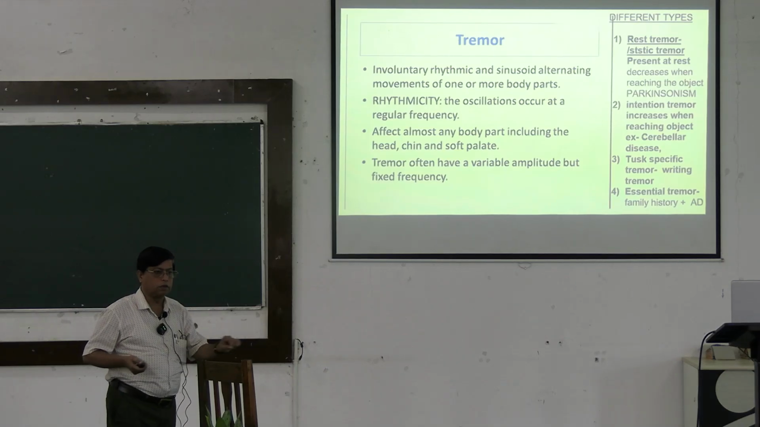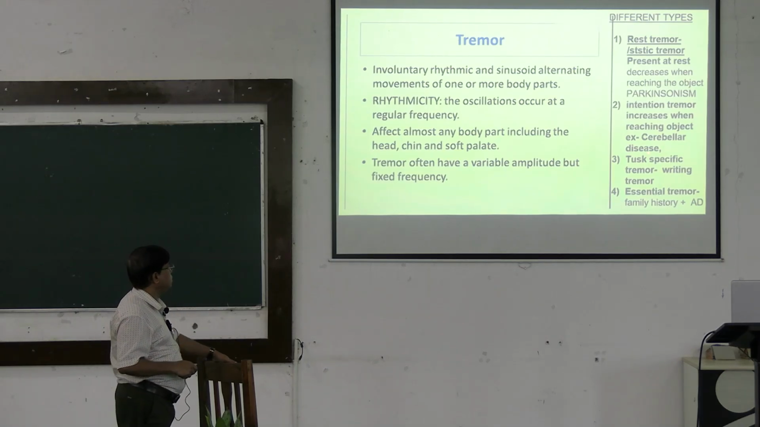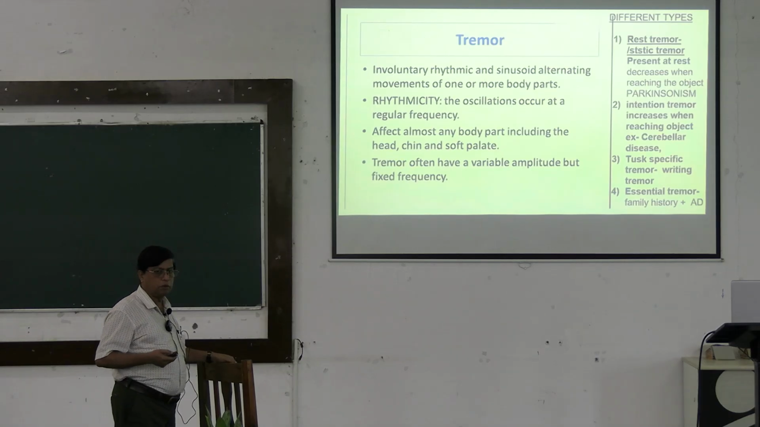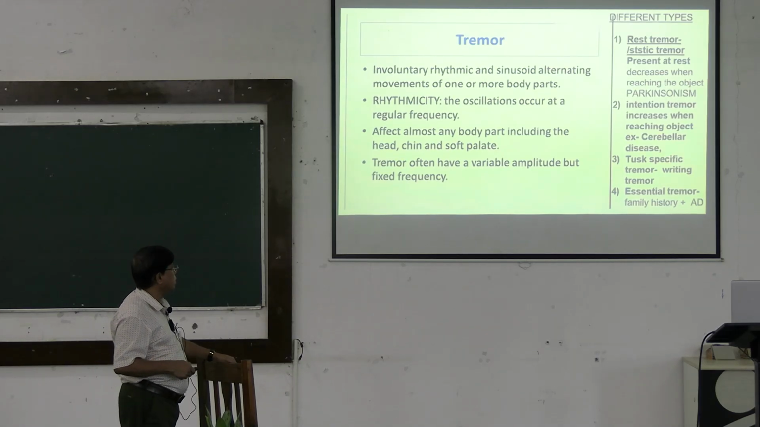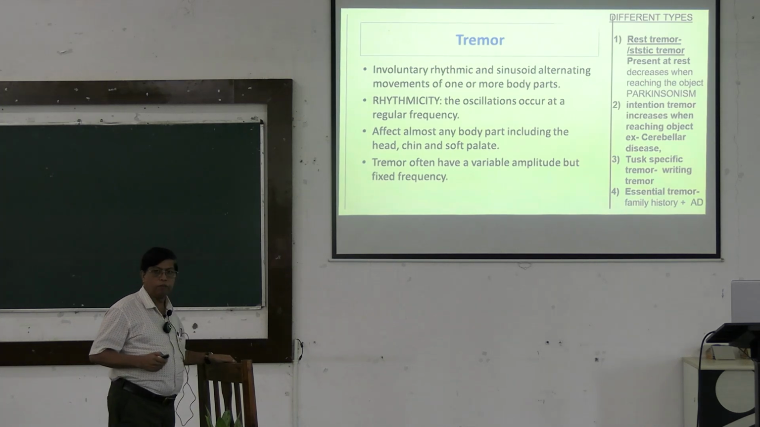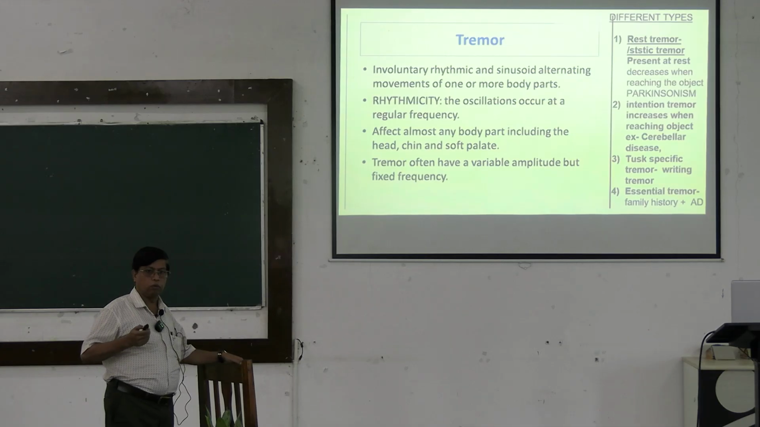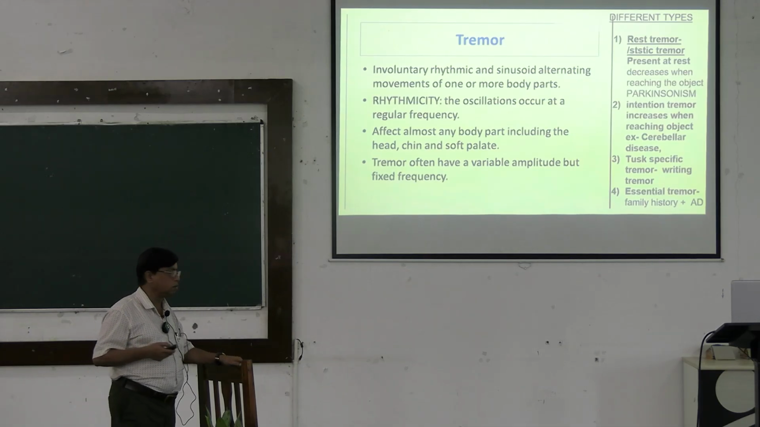When he starts writing, there is a tremor. This is also called writing tremor. There is task specific tremor. Sometimes this may be task specific, maybe a music task, which will come later. Most commonly we see this writing tremor, task specific. And essential tremor is also a very important tremor. It is actually the most common type of tremor we see.